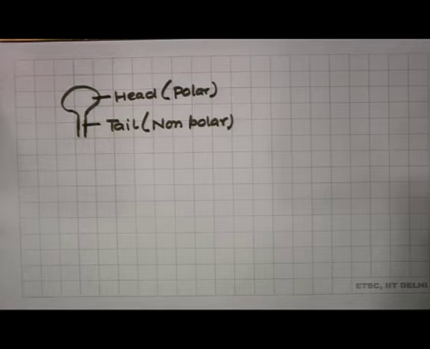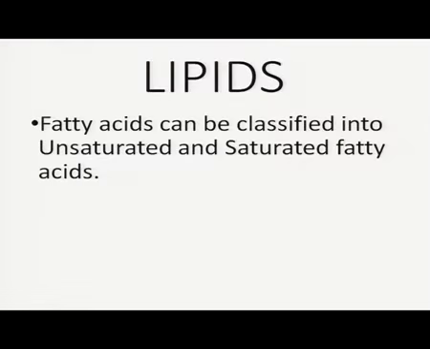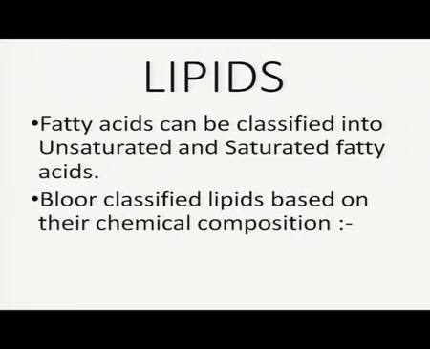Fatty acids, I have discussed in my last session. So, let us look. The fatty acids can be classified into unsaturated fatty acids and saturated fatty acids, because in saturated fatty acid there is a single bond between carbon and carbon, and in unsaturated, between carbon and carbon, there are double and triple bonds. So, fatty acids have been classified into two main groups, unsaturated and saturated. Bloor classified lipids based on their chemical composition.